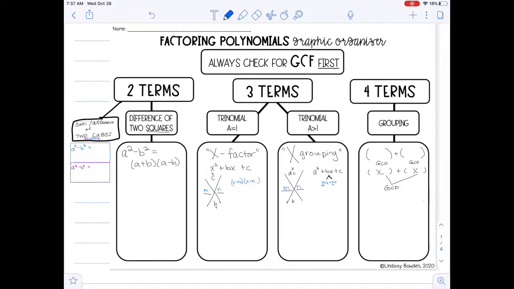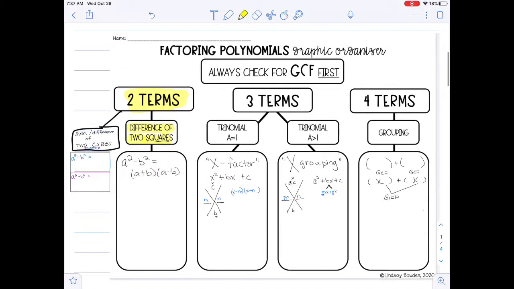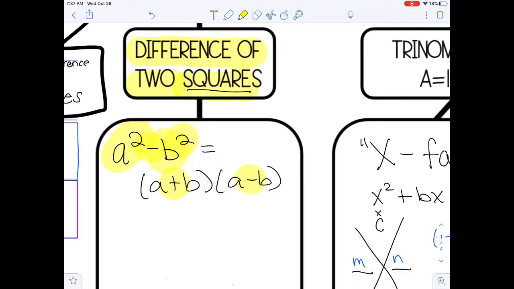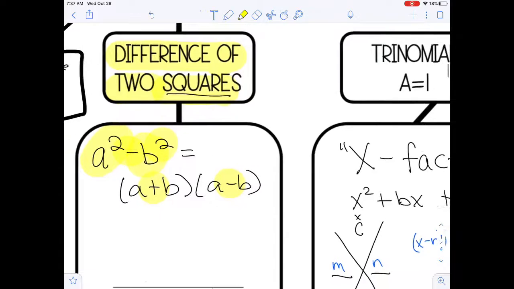Okay, remember that for 2-term factoring, we looked at a difference of 2 squares, where it was some form a squared minus b squared equals, and then we said it was a difference, so ones plus, ones minus, of 2 squares, meaning the 2 terms are almost identical, but there's a minus and a plus in the middle of each.